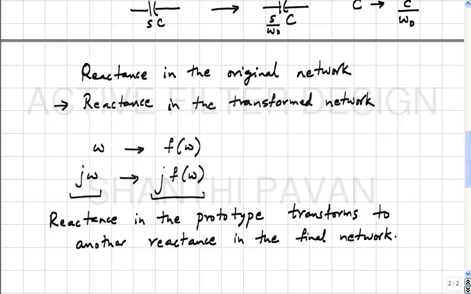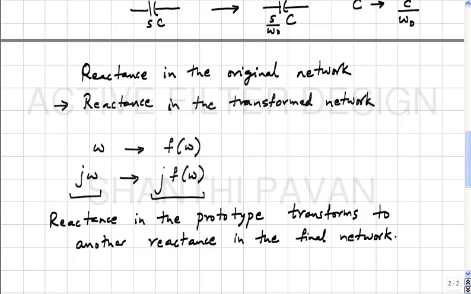Okay. So in other words, we are trying to come up with functions of omega such that j times f of omega is the impedance or admittance of a lossless network, which consists of inductors and capacitors.